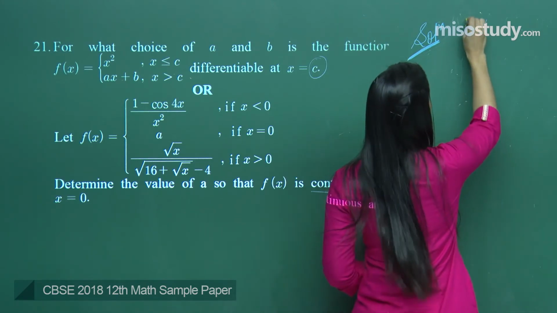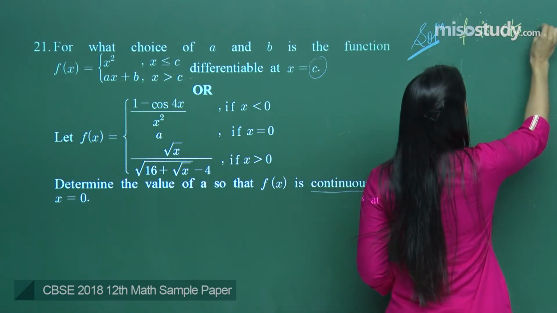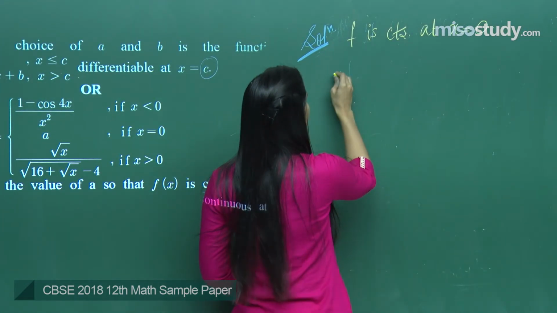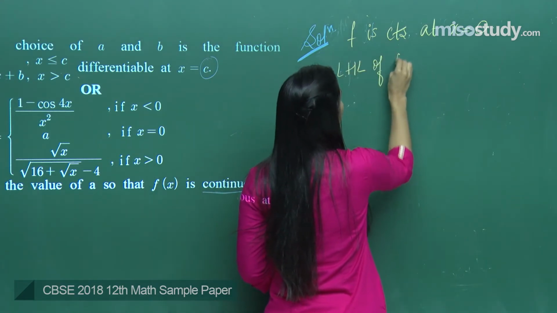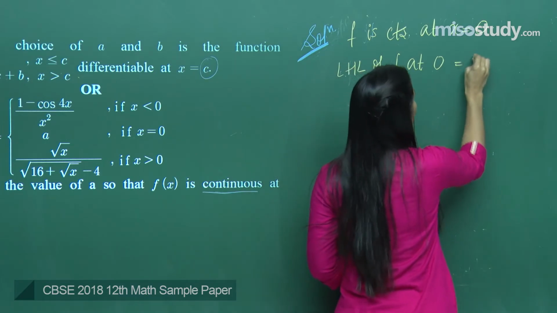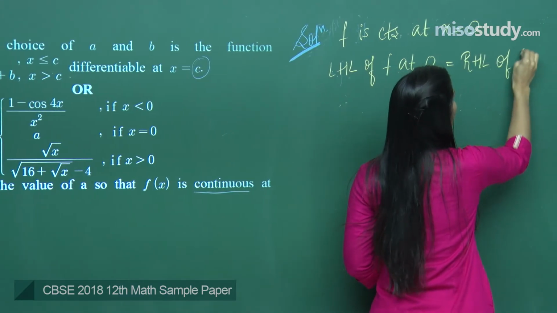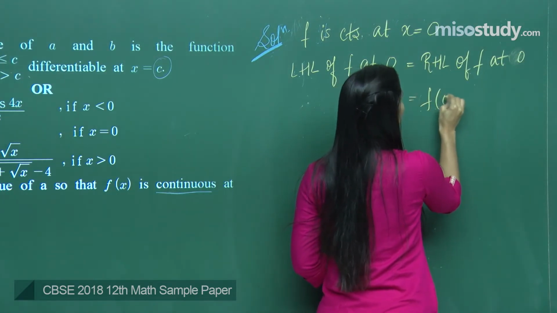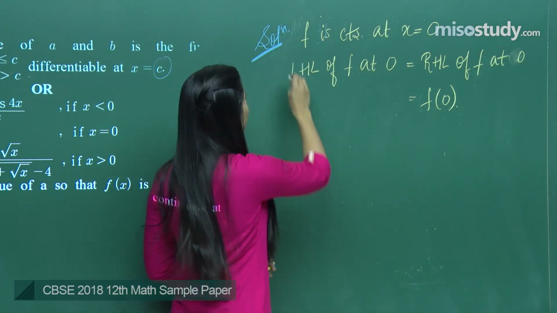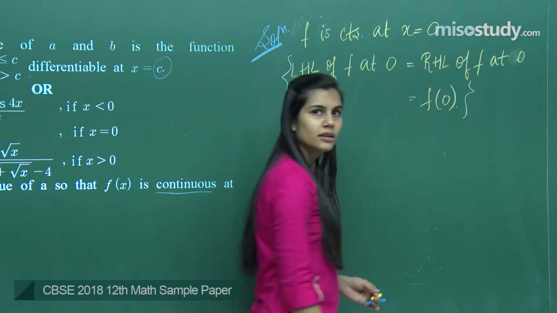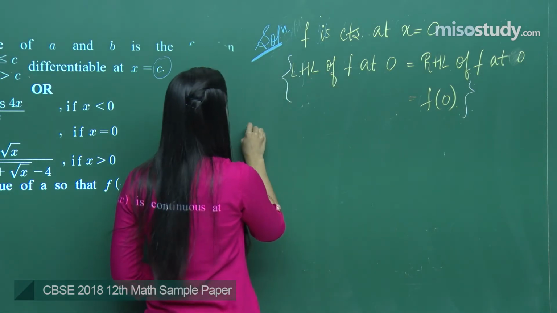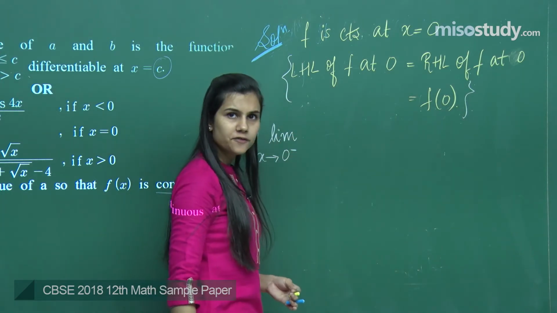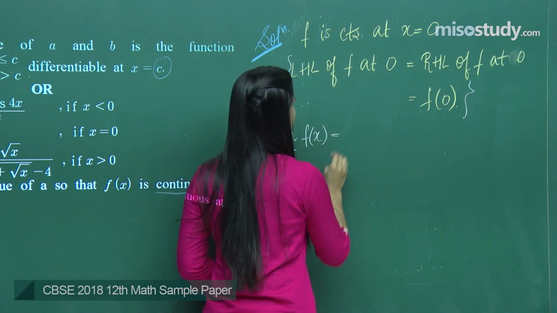When is f continuous at x equals 0? F is continuous at x equals 0 when the left hand limit of f at 0 is equal to the right hand limit of f at 0, is equal to the value of the function at 0. This is the beautiful concept of continuity. So what is the left hand limit of f at 0? Limit x tends to 0 from the negative, f of x. This is the left hand limit.